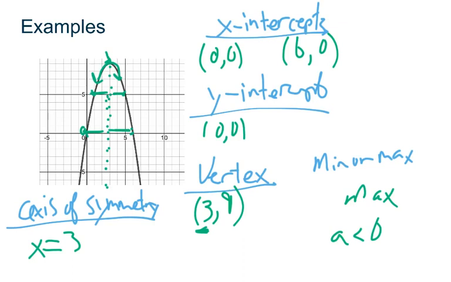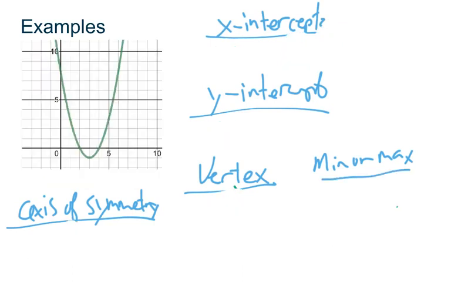Let's take a look at another example. So here's a new graph, but we're going to be looking for the same things: x-intercepts, y-intercepts, the vertex, the axis of symmetry, whether it has a min or a max, all that stuff. So taking a look at the x-intercepts, I see those right here and right there. And so that is 2, 0 and 4, 0, I should say.